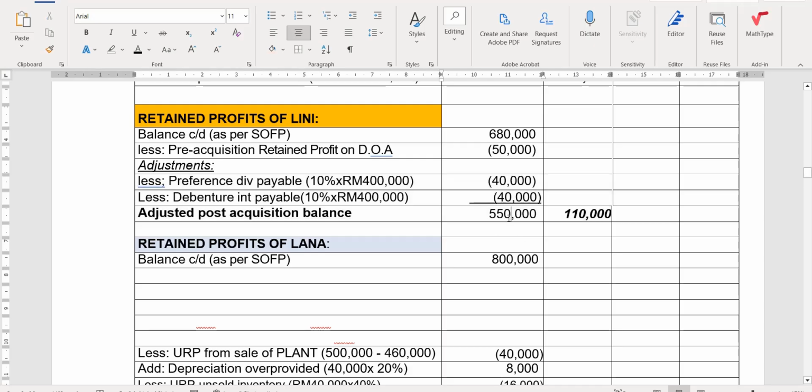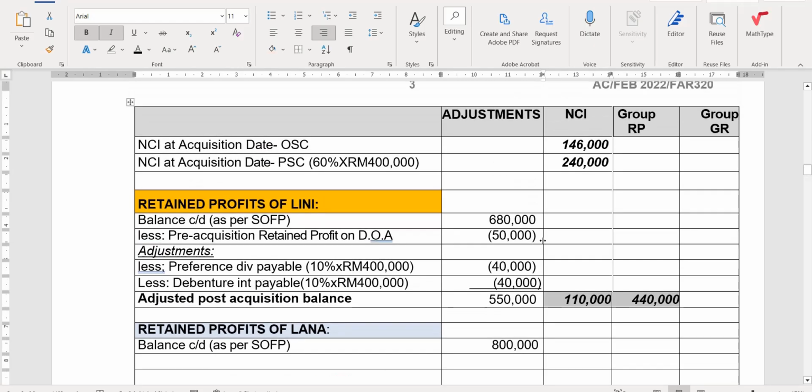It will be 550. There is no bonus issue whatsoever. If you have, you may have to adjust for that in case it uses the reserve like retained profit. So the one that you will divide to the non-controlling interest is 110, which is 550,000 times 20%, and 440,000 is 550,000 times 80%, that figure you divide to group retained profit.